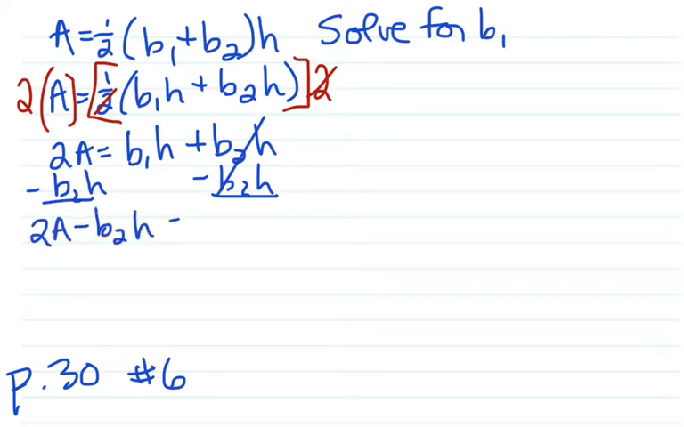So now I've got terms that are not alike on the left. I have 2a minus b sub 2h. And on the right, I've got b sub 1h. So b sub 1's not alone, it's with an h. Those are multiplied, so I need to divide to get rid of that h.